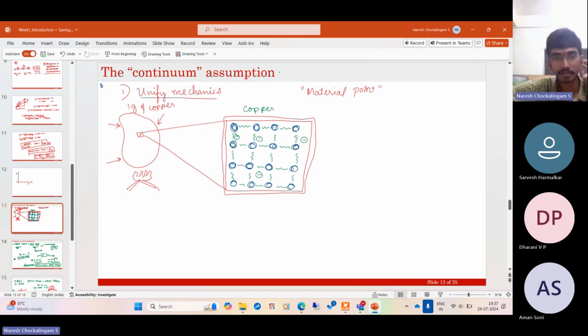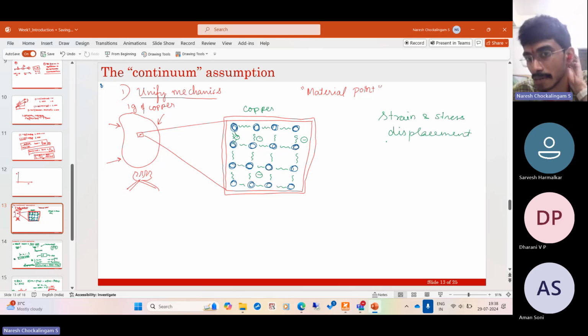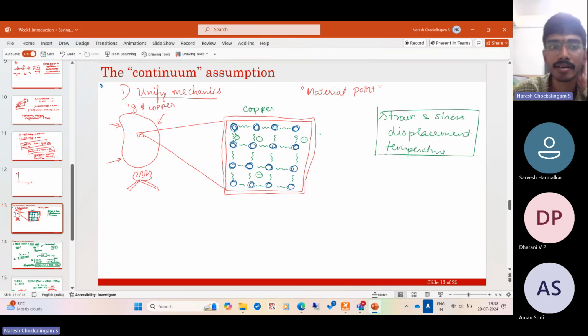Now conceptually, we are talking about stress and strain at a point, and also displacement at a point. The same applies to temperature, temperature at a point. Now, what do these physical quantities actually mean? You remember the limiting process I mentioned, right?